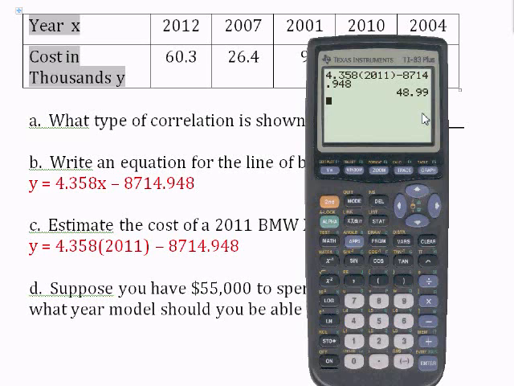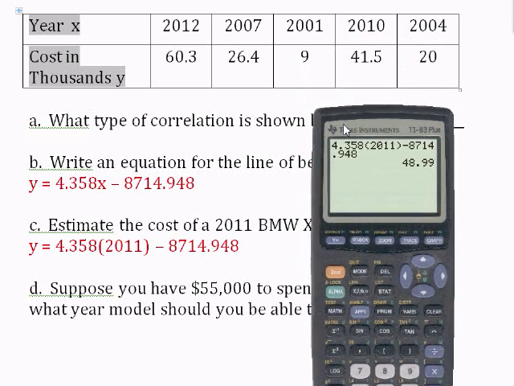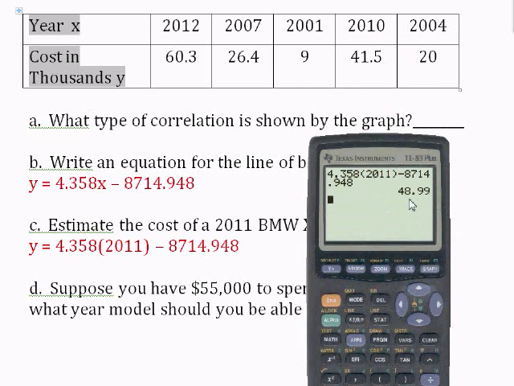So, does that sound reasonable? Well, if we go to our table, 49,000 for a 2011 vehicle should be right around 2012, 2010, in between. We see that 49,000 is between 2011 and 2012, so that shows us our answer probably is pretty accurate. How much does it cost? We would say $48.99 thousand, or $48,990. And that would be our answer for part C.